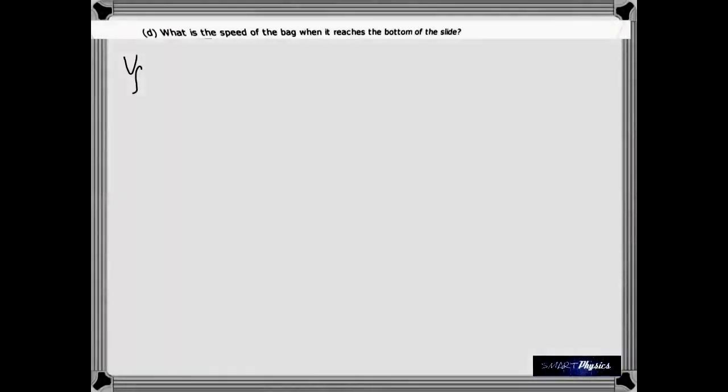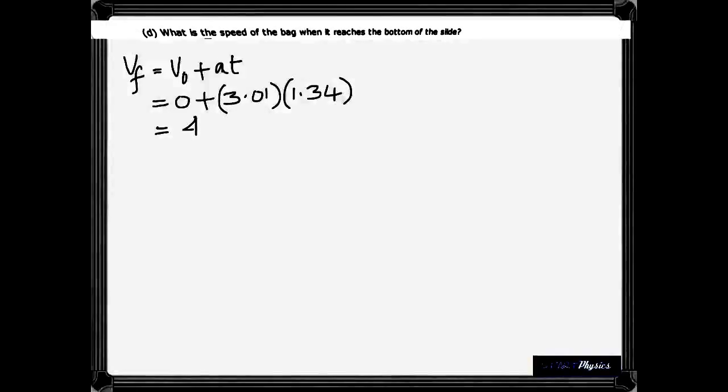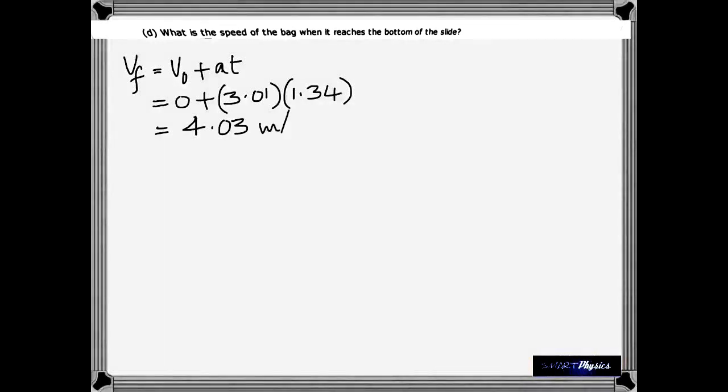And in the next, there is a fourth part, where you have to find the speed of the bag when it reaches the bottom of the slide. That's calling for the final velocity, which is initial velocity plus acceleration multiplied by time. So you have 0 plus 3.01 times 1.34. You get 4.03 meter per second. That is the final velocity of the book bag as it reaches the bottom of the slide.